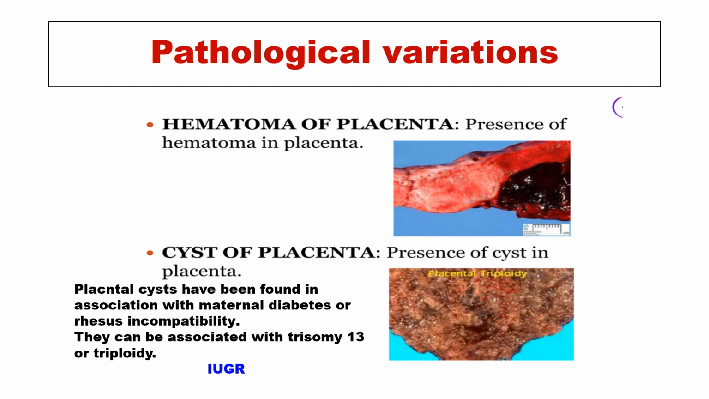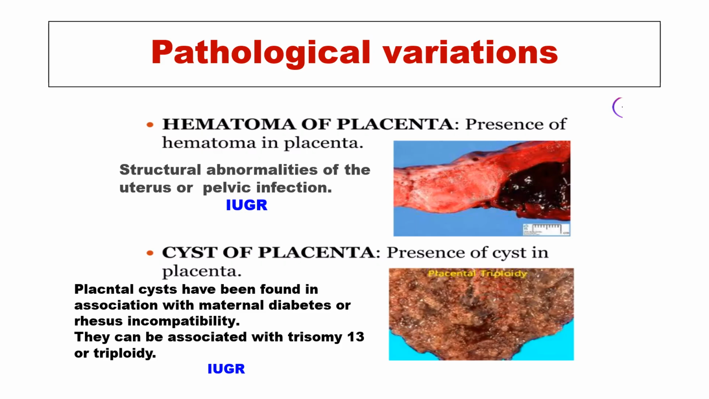Pathological variations of placenta. Hematoma of placenta: hematoma present in the placenta. Structural abnormalities of the uterus or pelvic infection can lead to hematoma of the placenta. Cysts of the placenta have also been associated with maternal diabetes or Rh incompatibility. This can be associated with trisomy 13 or triploidy. In hematoma and cyst of placenta, there is always intrauterine growth retardation of the fetus.